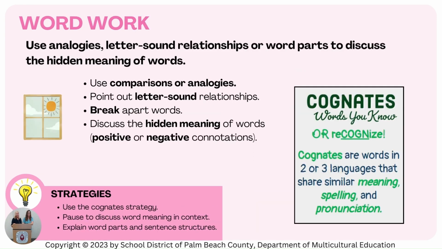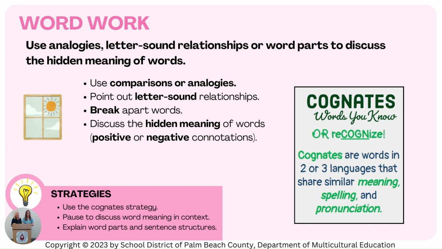Very true. The next is word work. This is where you use analogies, letter-sound relationships, or word parts to discuss the hidden meaning of words. One strategy in particular that we also emphasize is using cognates. Cognates are words that are the same in more than one language. They could be the same or very similar spelling and pronunciation. So students that are learning English as a second language can find cognates and probably know a lot more in the text than you thought they did. And probably more than they thought they did.